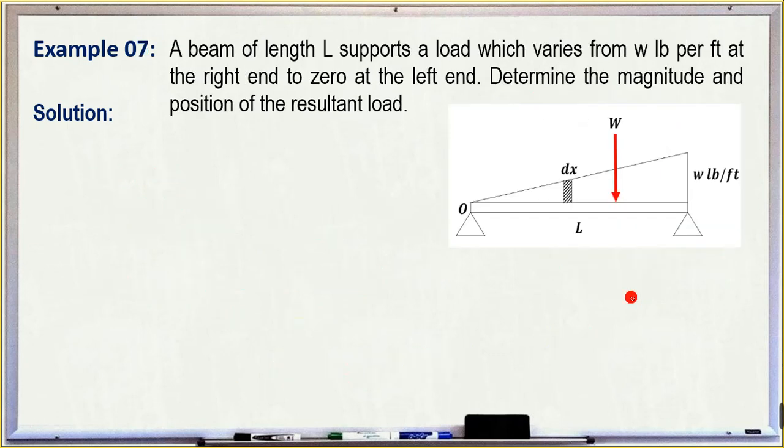So, let's proceed to example number 7. Kani siya involve mi siya og integration. So, review po ni siya sa inyohang integral calculus. So, a beam of length L supports a load which varies from W pound per foot, so linear ihang variation, at the right end, to 0 at the left. So, sa left portion, wa na yun, no? So, man iya porma kay triangle.